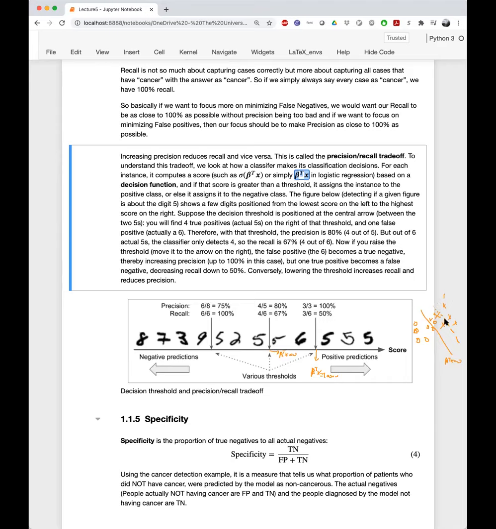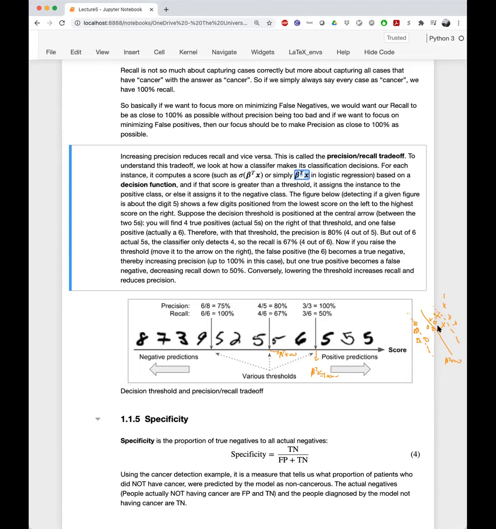So when you increase the threshold, that means when you move this decision boundary to the right, you actually increase precision. But when you move this line the other way, you can see your precision gets worse. Because if your decision boundary is here, then this case and this case and this case will all be classified as positive, but they are false positives. So you have a lot more false positive cases, and then your precision will decrease.